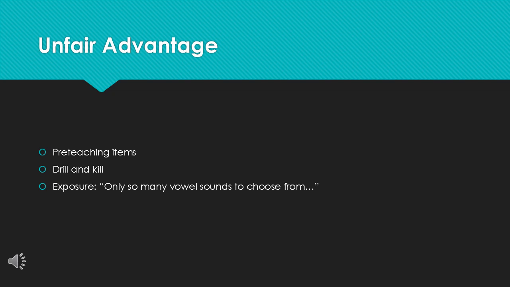Providing an unfair advantage means students are given extra support that other students do not receive, and this additional support will be interference and cause the results to be invalid. Examples of providing an unfair advantage are pre-teaching items, drill and kill, exposure, and that means that students are provided the exact items right before giving the test or perhaps the week before giving the test.